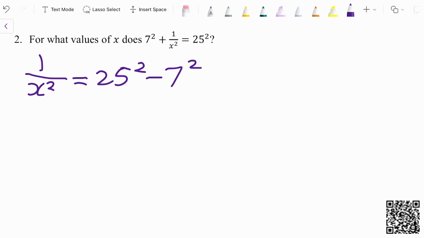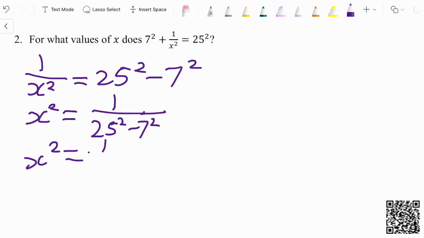And here, I'm going to leave it as 25 squared minus 7 squared just to organize your thoughts first and then start solving. But we can take the reciprocal of both sides in order to isolate x squared on one side, so on the other side, 25 squared minus 7 squared again. Now that we have organized our thoughts, we can start solving. 25 squared is 625, so x squared equals 1 over 625 minus 49.